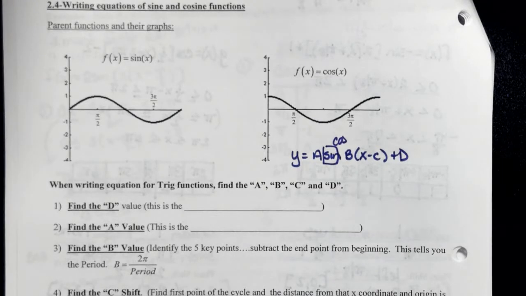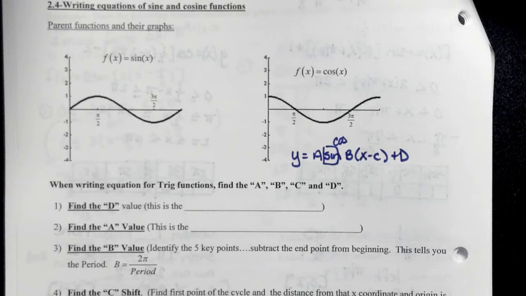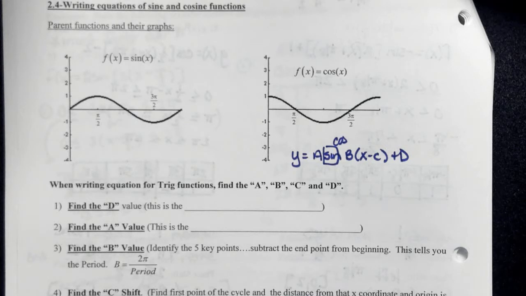This is what makes these equations a lot different than your algebraic equations. There is an infinite number of equations that you can come up with for one trig graph. Because these are cyclical, based upon where you want to start the cycle, you could take every sine curve and come up with a cosine equation, or vice versa. So there's an infinite number of equations, which makes this a little different than the algebra you've done in the past.